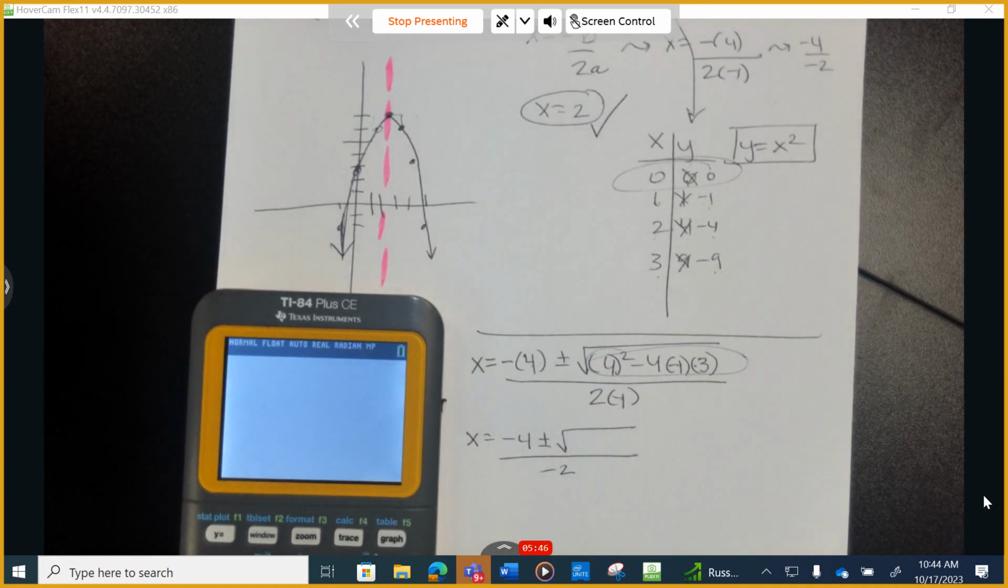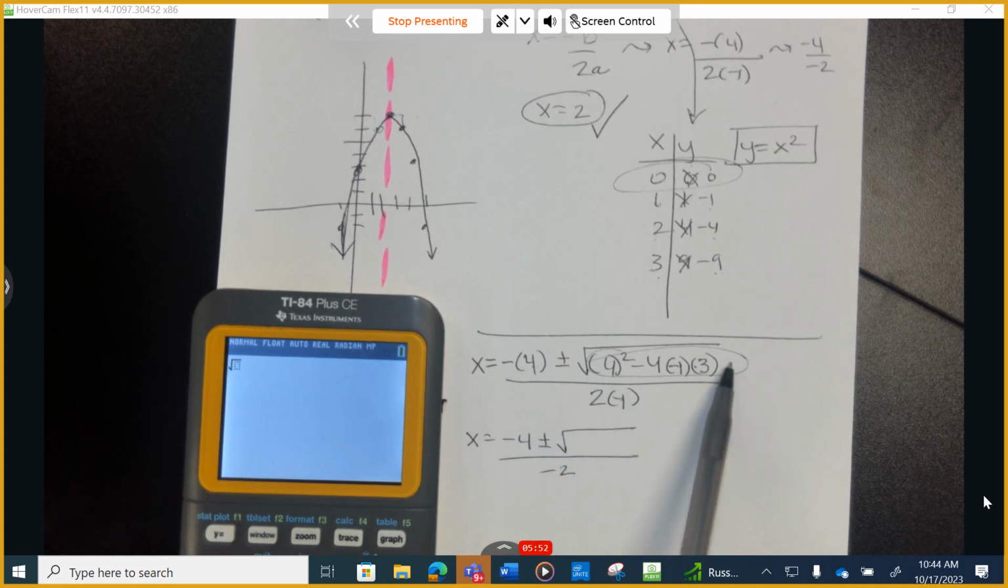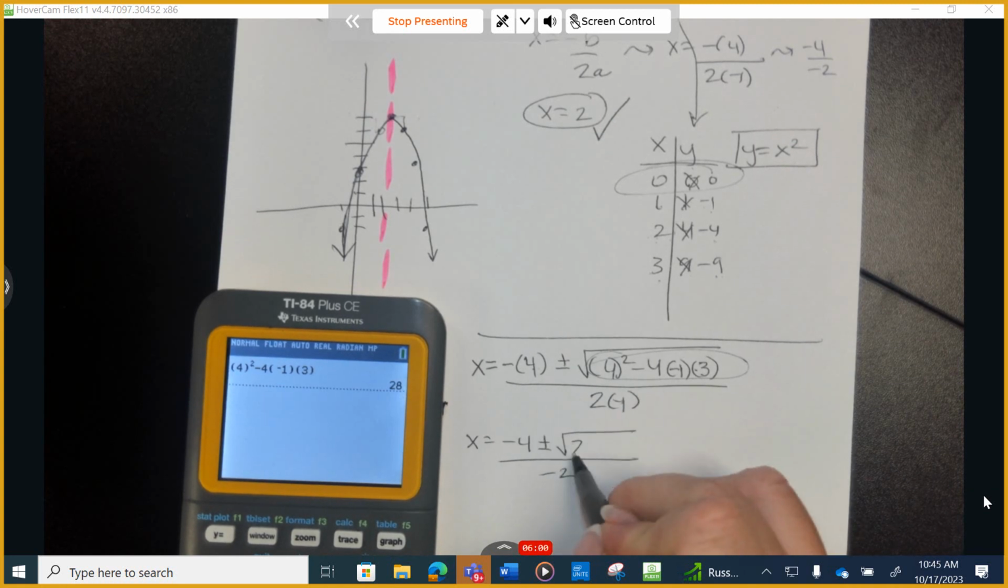This is the wrong thing to do. Look up here: second, square root. I do not want to see this. I only want to see what's inside. So parentheses, 4 squared minus 4 times -1 times 3. This is the answer of 28.